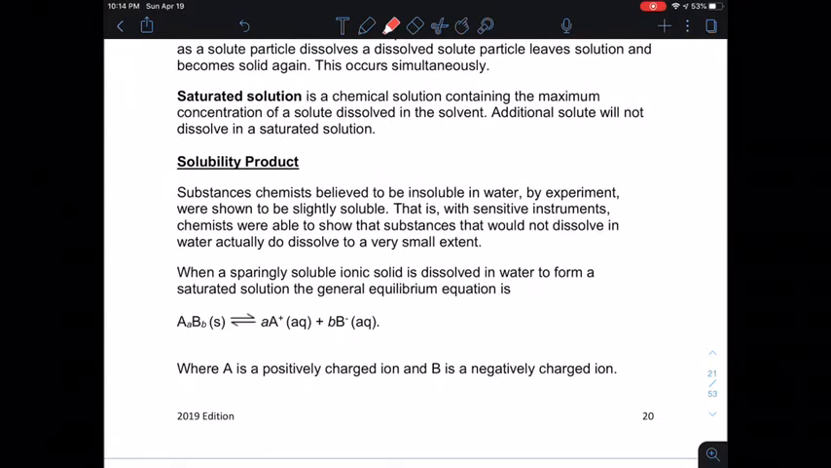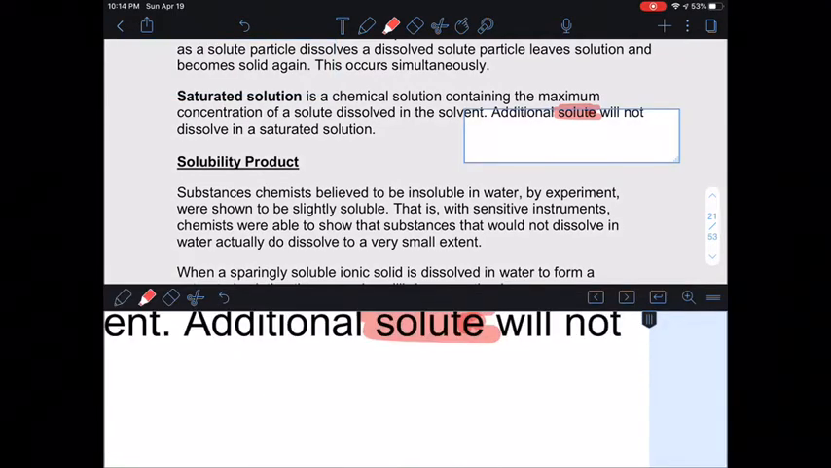A saturated solution is a chemical solution that contains the maximum concentration of solute dissolved in the solvent. Additional solute will not dissolve in a saturated solution. So maybe I should go through some definitions here. Solute is the solid part, the solid that is being dissolved.